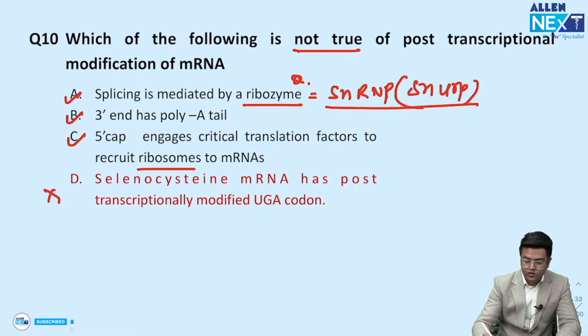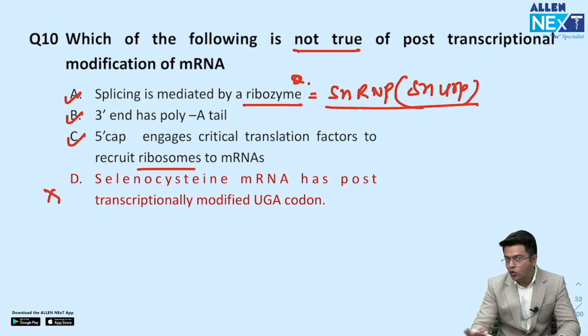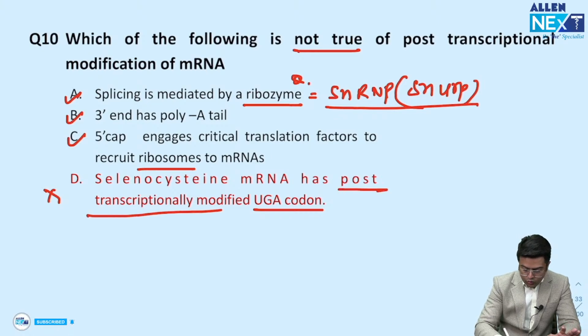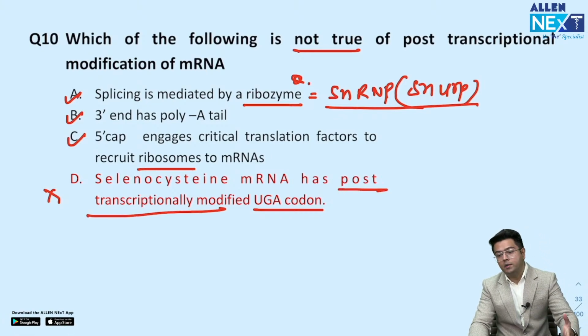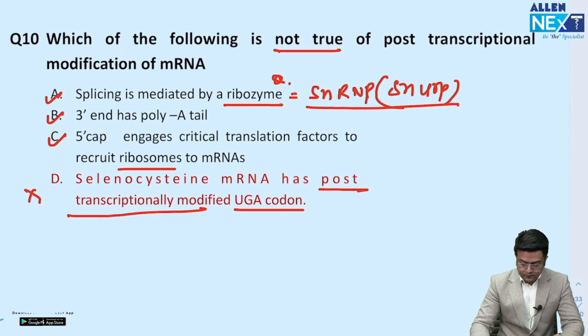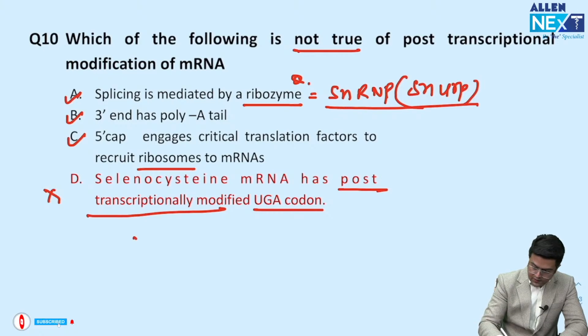UGA codon. No, that is co-translational first of all, and the codon is not modified. It's the tRNA which is modified. So there are two statements which are wrong here. It's not the codon which is modified, and second, it is not post-transcriptionally but co-translationally being modified. Getting the point? Okay. So a very important question. Yes, you are right.